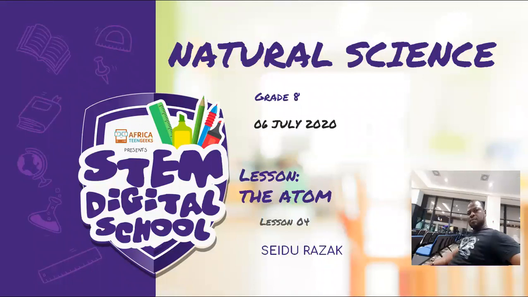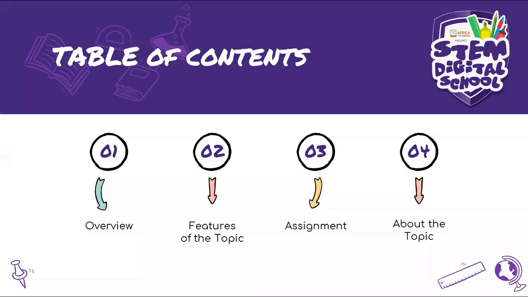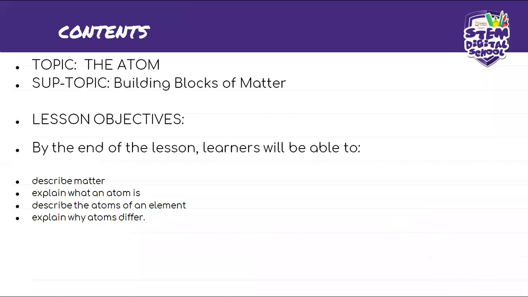Today we are going to look at the atom, and then we will look at the building blocks of matter. Our objectives by the end of the lesson are that we should be able to describe matter, explain what an atom is, describe the atom of an element, and explain why atoms differ from one another.